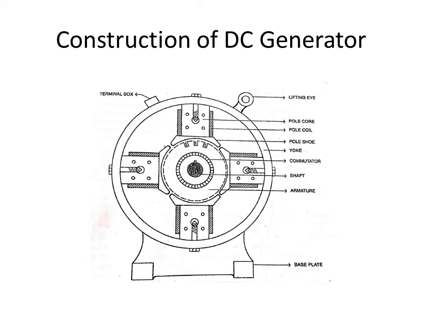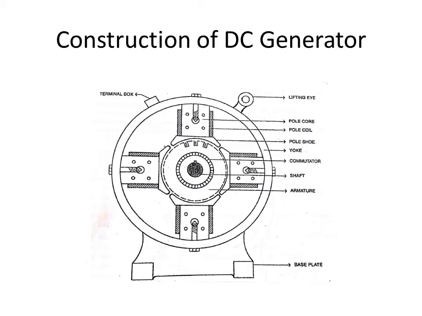Hello everyone. In the last lecture video on the DC generator, we studied the working principle and construction of the DC generator. The working principle was already studied in the single phase AC generator. It is similar in the DC generator except for the commutator part.